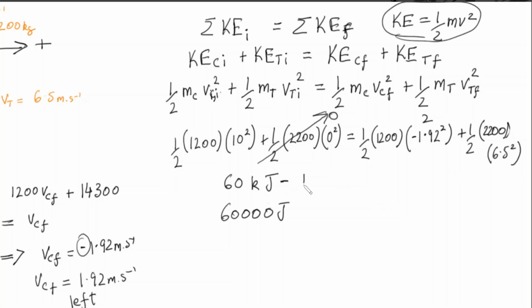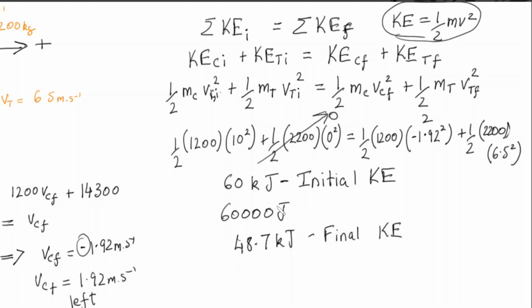So this is our initial KE. And now we're going to go ahead and work out our final KE. So if I plug these values into a calculator, what I get is 48.7 kilojoules for our final condition, so our final KE.